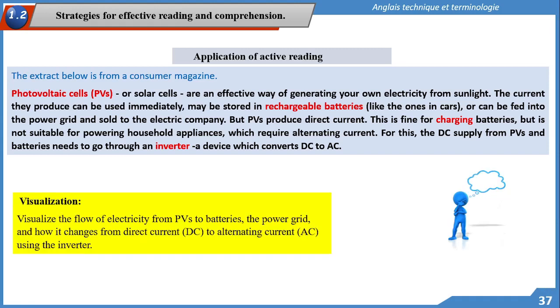So for visualization, we can visualize PV on a rooftop or in a solar panel array, absorbing sunlight and producing DC. Imagine the flow of DC from PV to battery and how it is then converted into alternating current by the inverter. We can picture the electricity flowing from PV through the inverter and into the power grid or home.